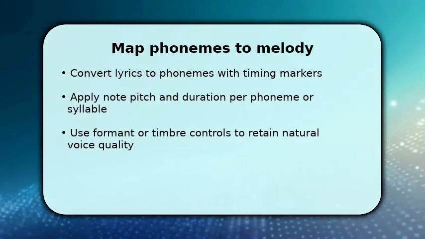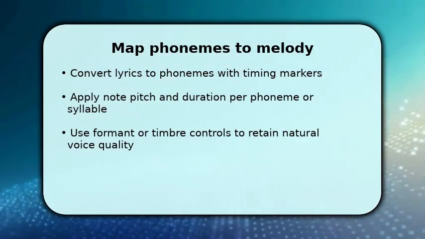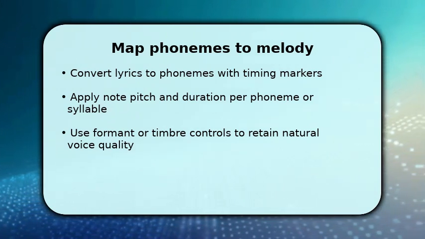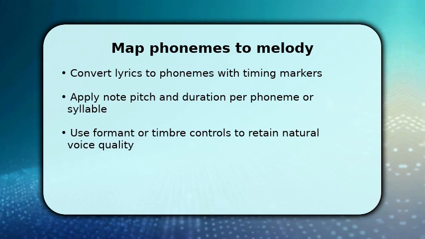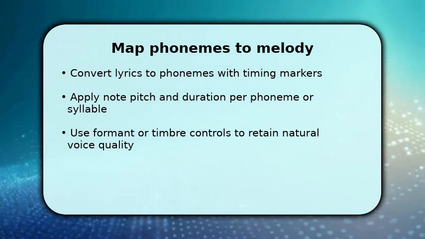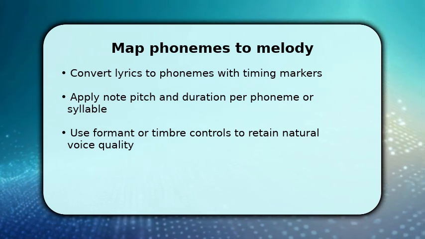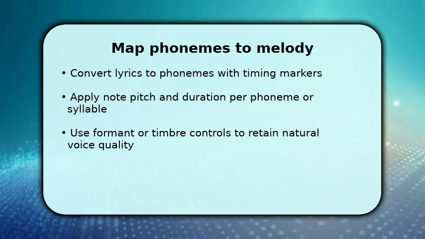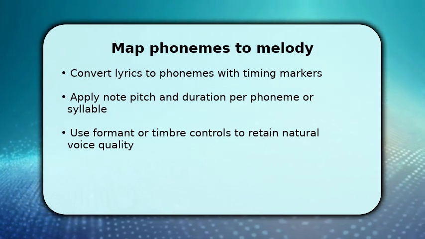Now you map phonemes to the melody. Assign each phoneme or syllable a target pitch and duration based on the MIDI or contour. Use pitch bending for slides and ensure legato by overlapping adjacent phoneme timings slightly. Adjust formant shifting or timbre parameters to keep the voice natural when raising pitch. Otherwise, it will sound chipmunked.